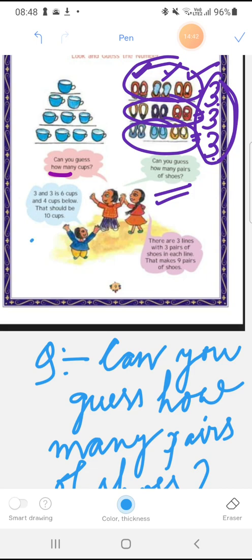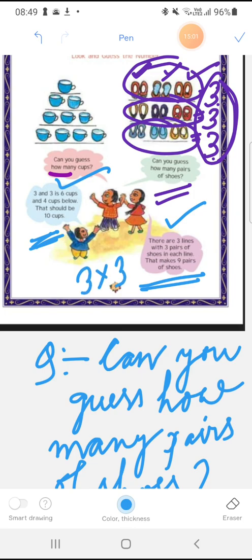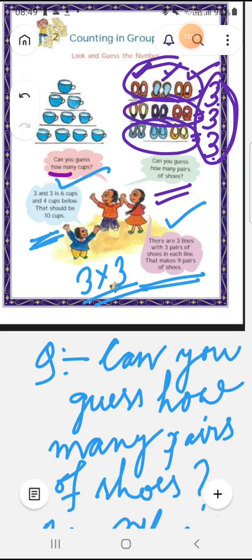So this one I have shown you. There are 3 lines with 3 pairs of shoes in each line. That makes 9 pairs of shoes, but you should know how it came. So how did it come? Either 3 into 3 or 3 plus 3 plus 3 equals 9. So you should know addition and multiplication. You have learned the multiplication tables, all of you. So you should use that wherever it is necessary.